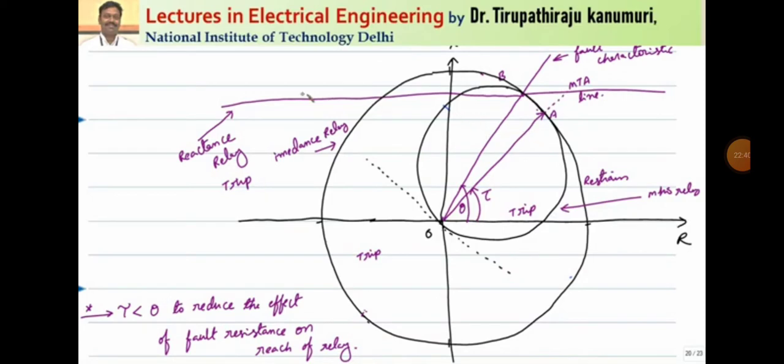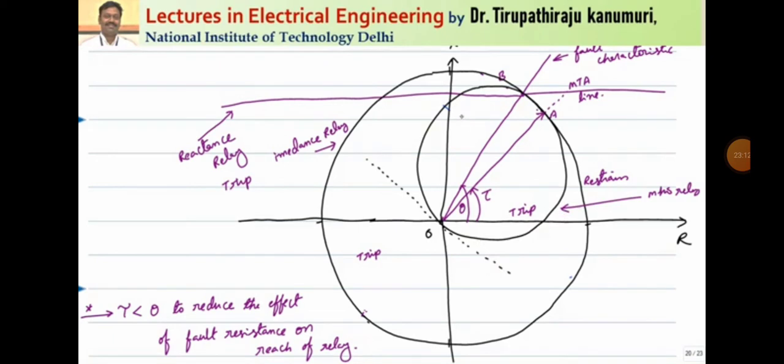Now coming to the reactance relay, it will protect at this point. Similarly, the Mho relay will look like this. Out of these relays, the impedance relay and the reactance relay are non-directional relays. In order to provide the directional feature, one extra directional element will be added. This is my directional element characteristic, and this tau I mentioned corresponds to this directional element.